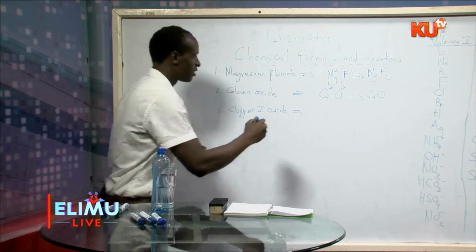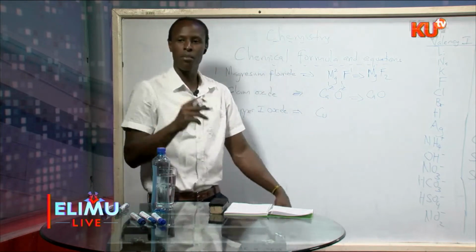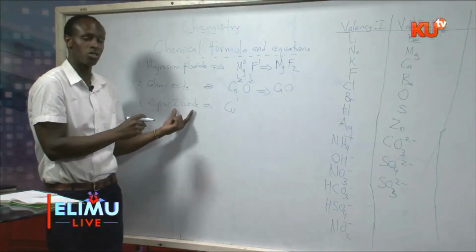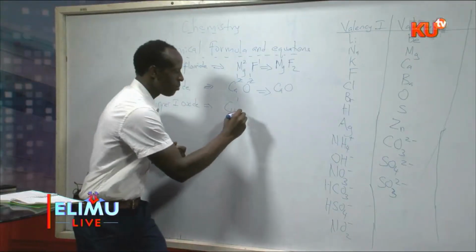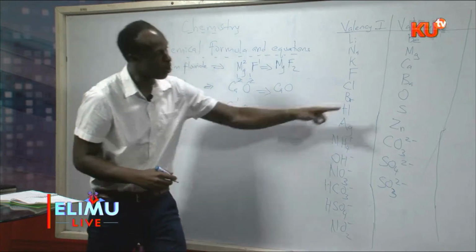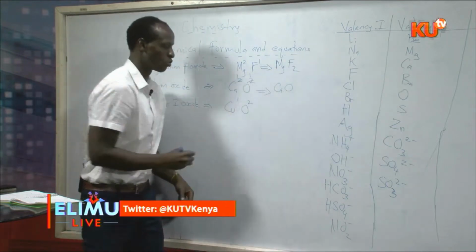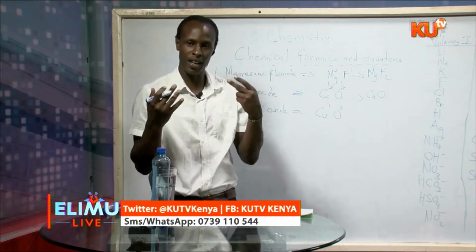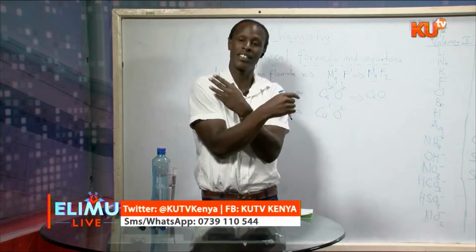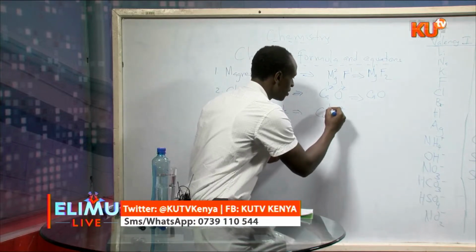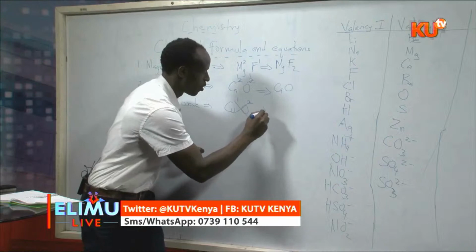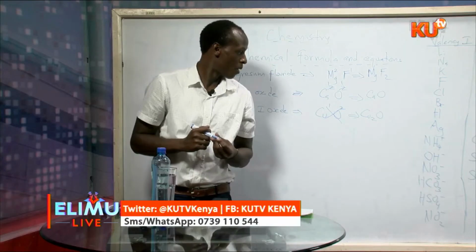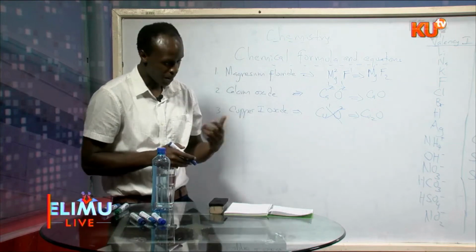The symbol of copper is Cu, and its valency we have been told is 1, because the compound is called copper 1 oxide. The symbol of oxygen is O, and the valency will be 2. This ratio cannot be simplified, so after having those valencies, we just interchange them. The 2 comes here and the 1 comes here, so the formula will be Cu2O, because we have interchanged the valencies.